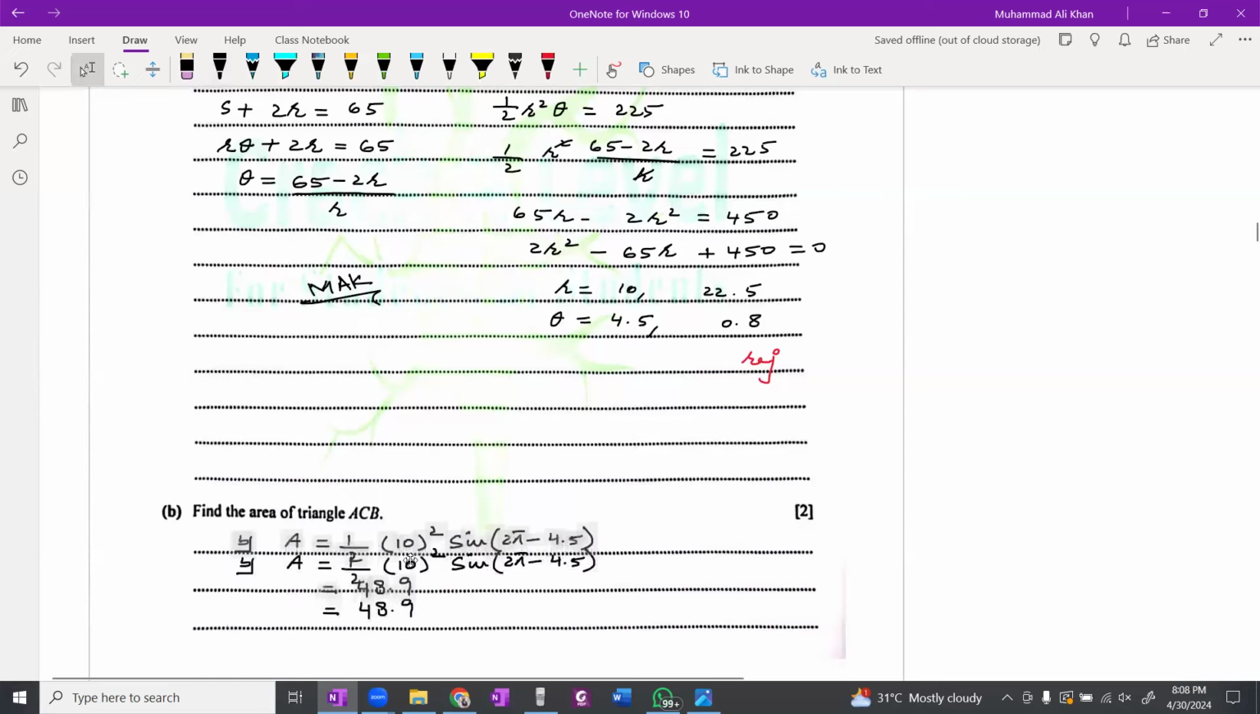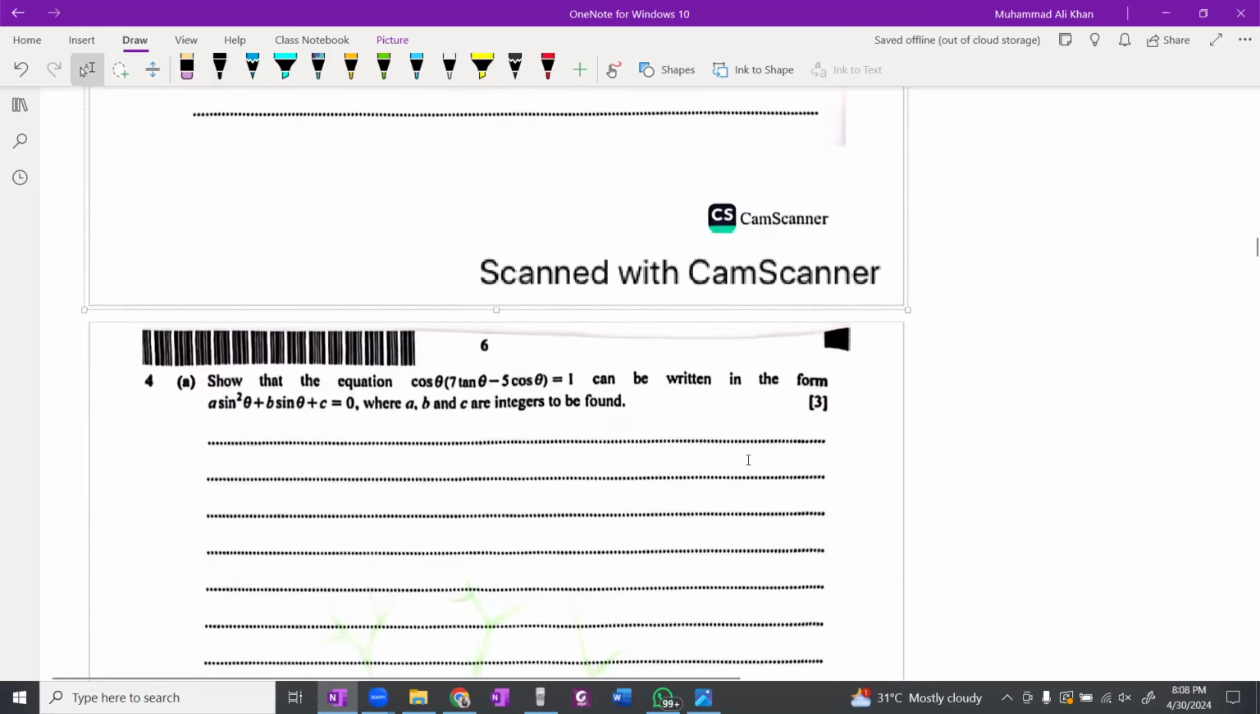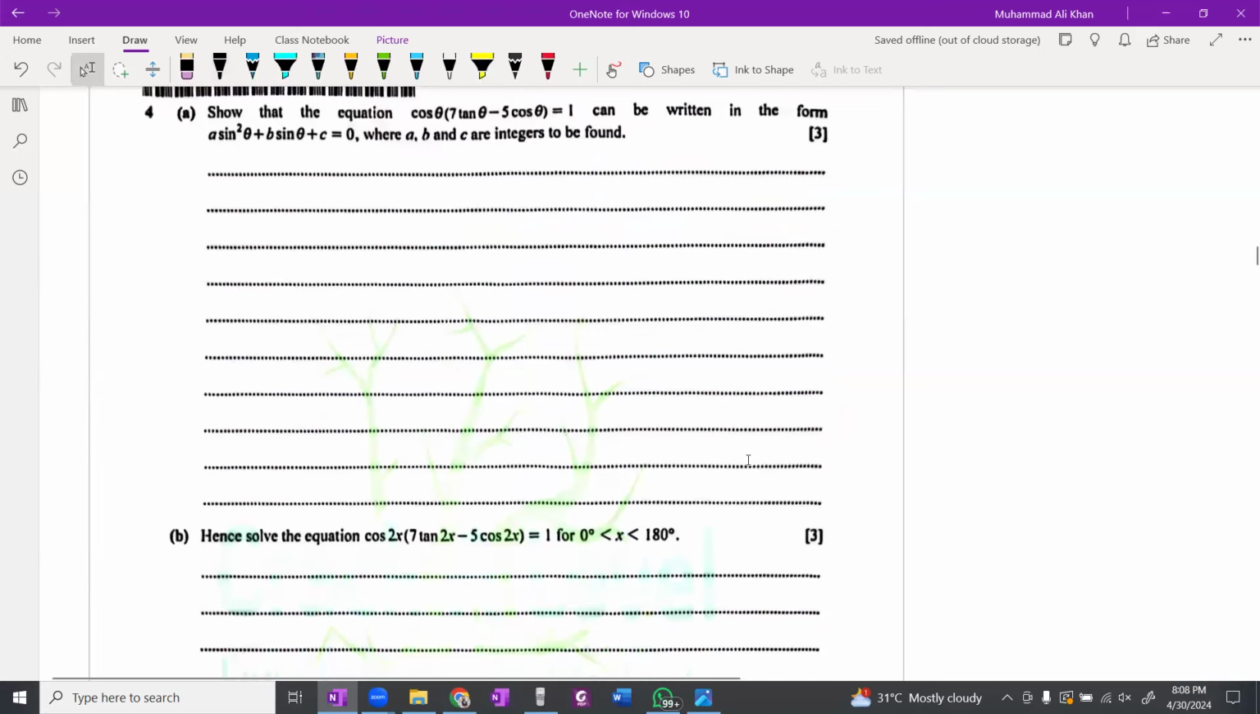Now, after doing part B, question number four is again of trigonometry. Show that the equation can be written in the form of sine. So now the first is here, it is cos theta. In the bracket, we have 7 tan theta, which is sine theta upon cos theta, minus 5 cos theta equals 1. So now, by taking LCM, cos and cos cancel out. It will be 7 sine theta minus 5 cos squared theta equals 1.